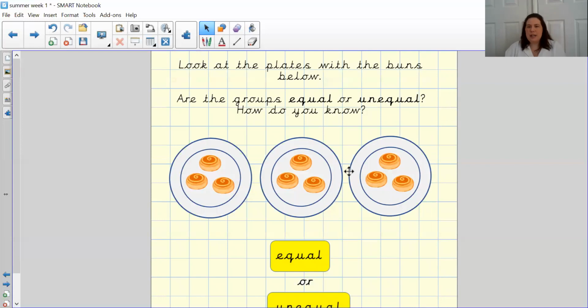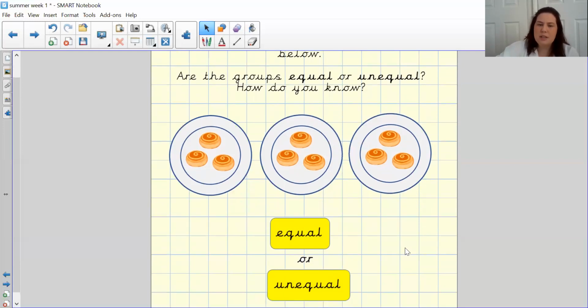So let's have a look at one of the pictures on the board for me, please. As you can see, there are some buns on a plate. I want you to talk to your mummies and daddies, or if they're a little bit busy, maybe tell your teddy next door to you, are they equal or unequal groups?